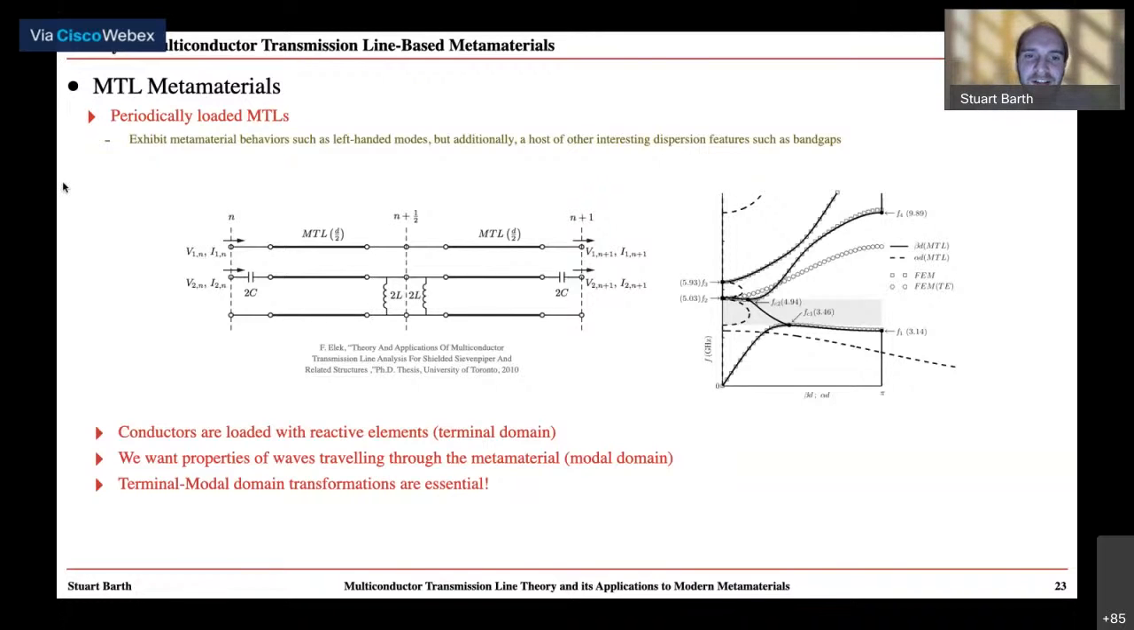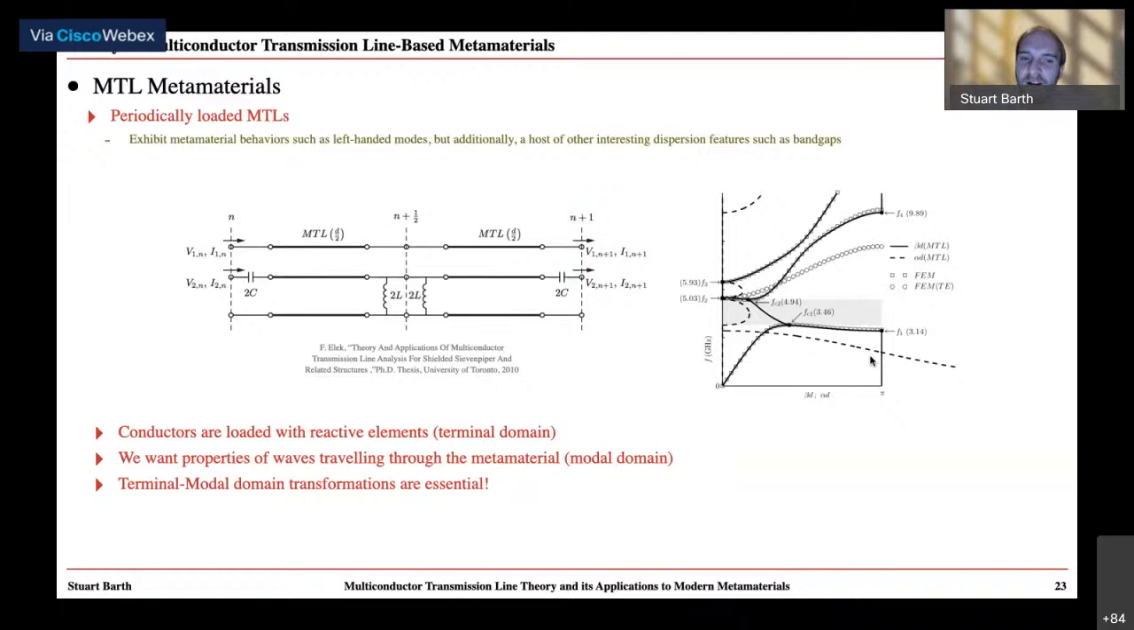So I've shown here an example of one of the first multi-conductor transmission line metamaterials by a researcher at the University of Toronto by the name of Francis Alec. And he investigated the bandgap behaviors of an MTL metamaterial. But he also showed that he could rigorously model the system with multi-conductor transmission line theory. Notably, he showed that you had to load conductors of the multi-conductor transmission line system with reactive circuit elements, right? But this is in the terminal domain.